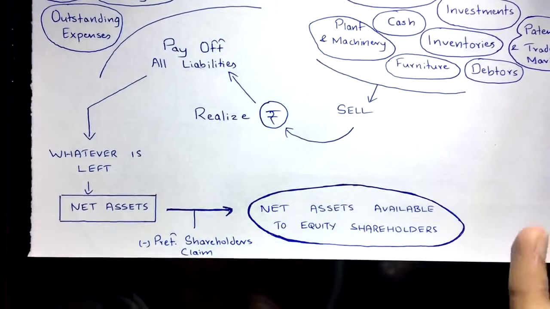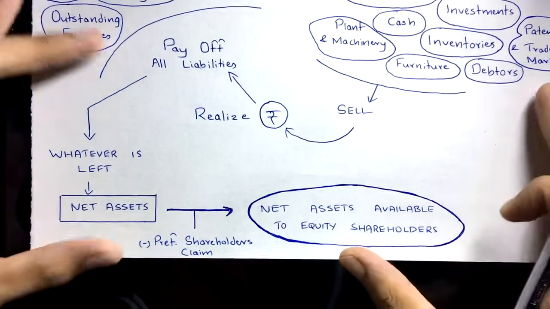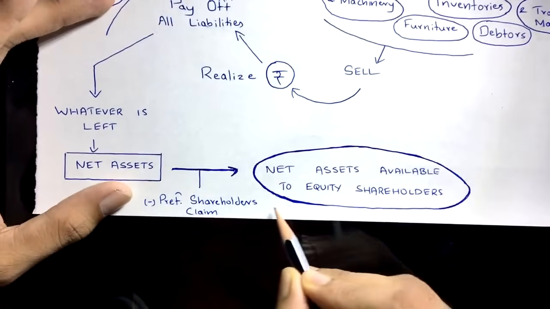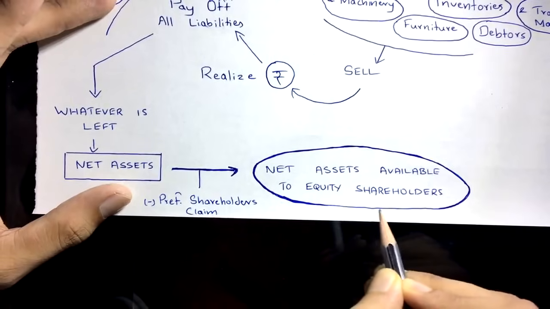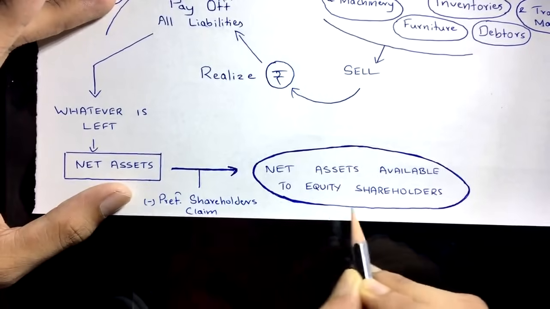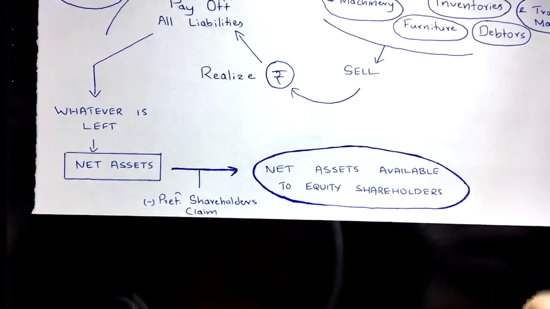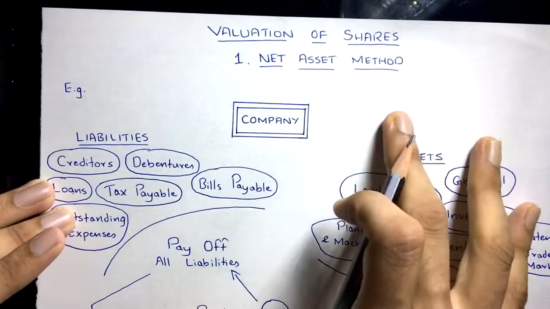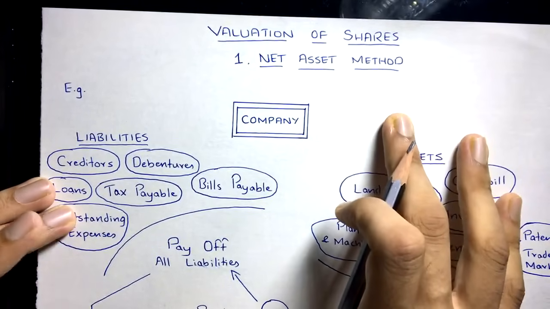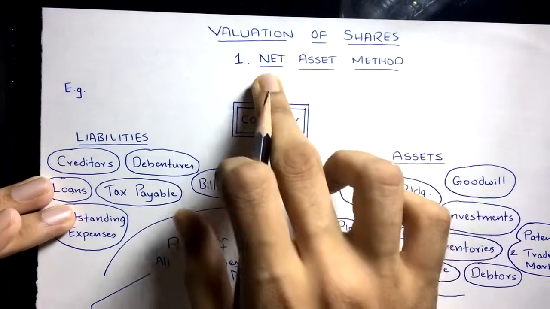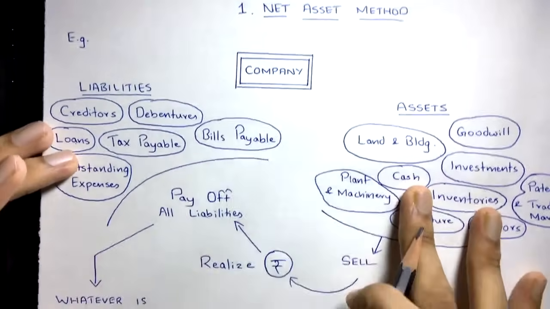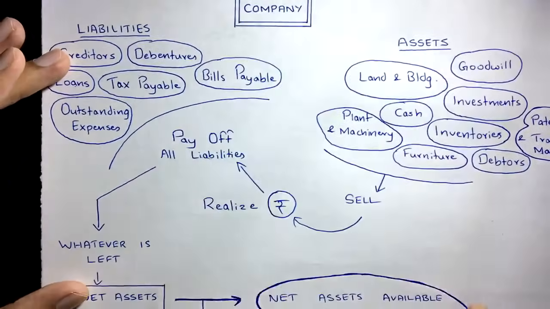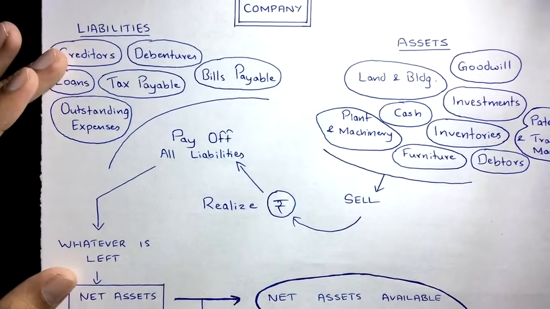Fine. So this is how the net asset method works, and this is how you are going to calculate the net assets available to equity shareholders. Then you just divide it by the number of equity shares, and immediately you will get the value of shares by the net asset method. This is the concept of this method. Now we are going to see the mathematical formula to calculate the net asset. We are going to put all this into the formula. Let's see the formula now.